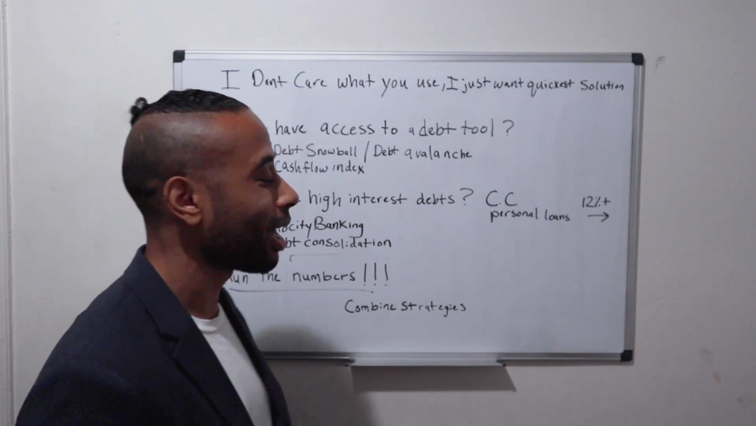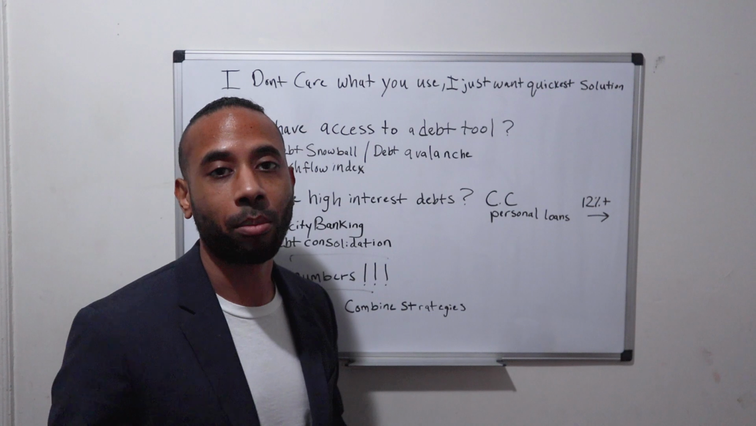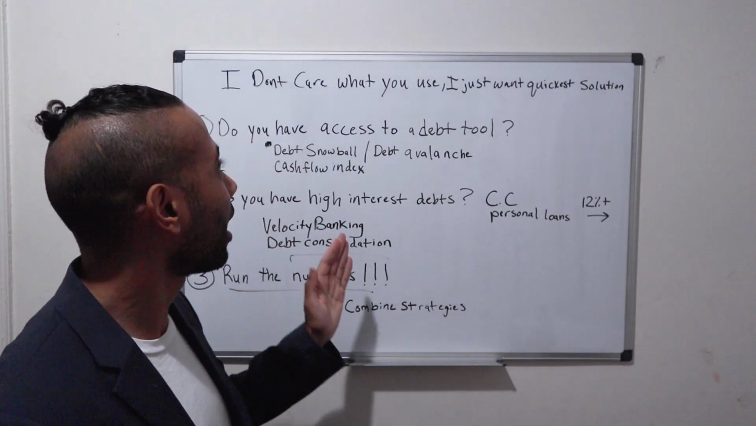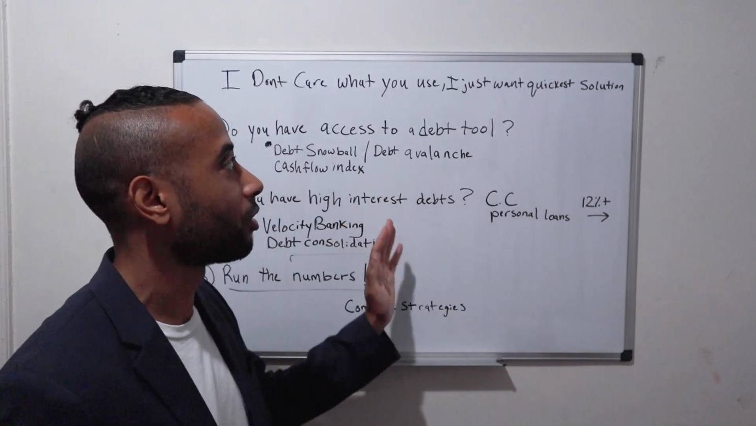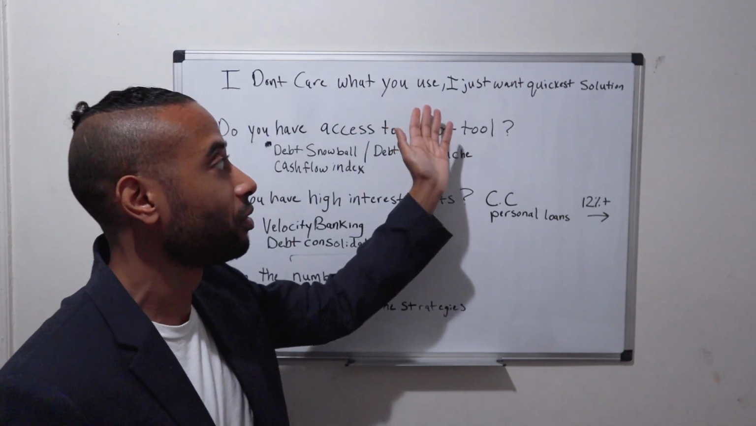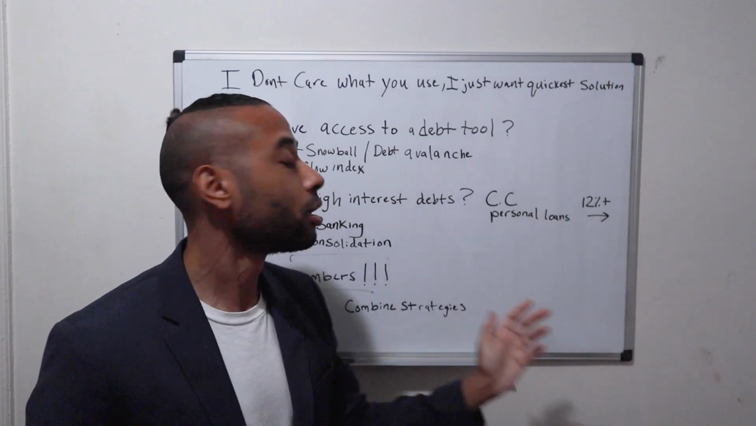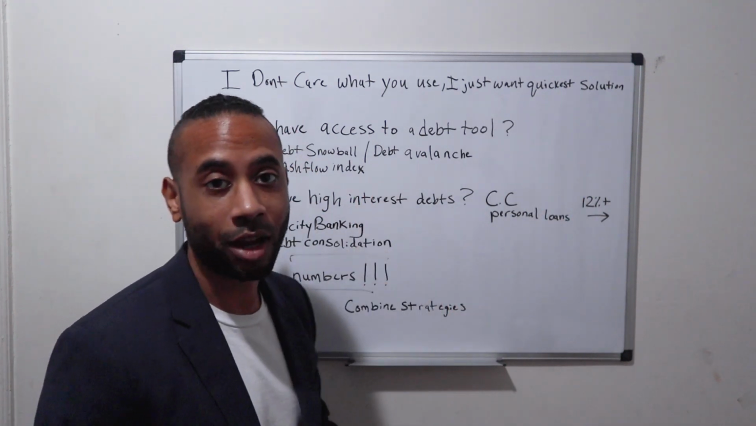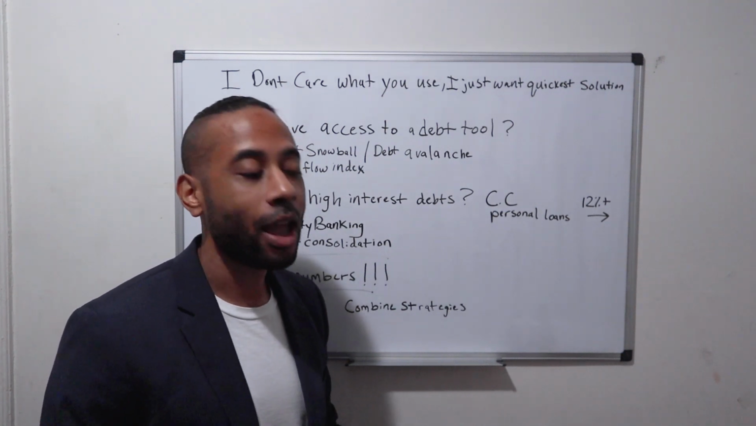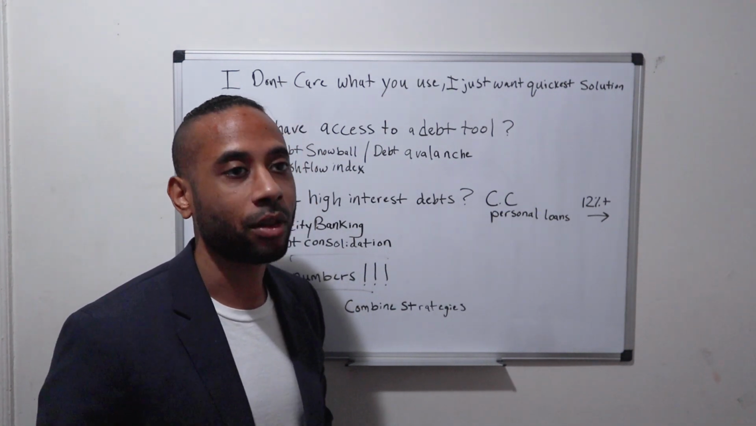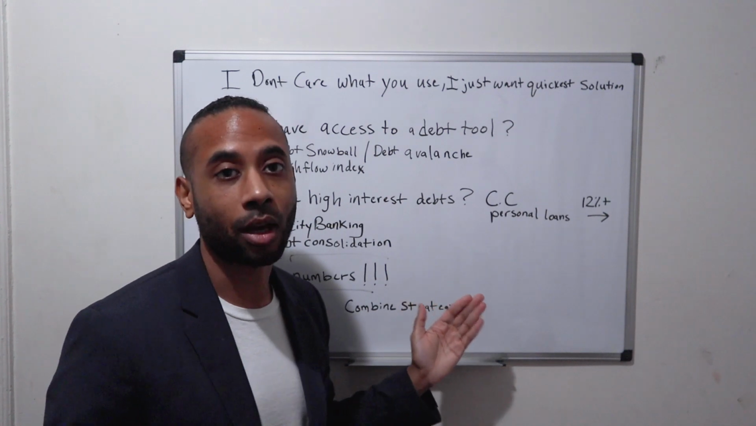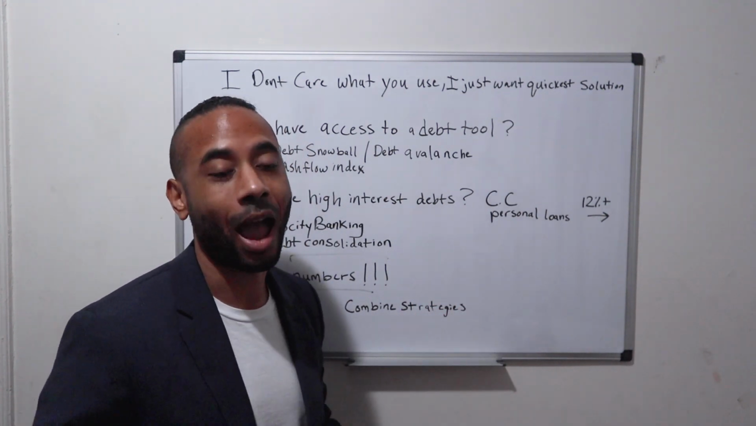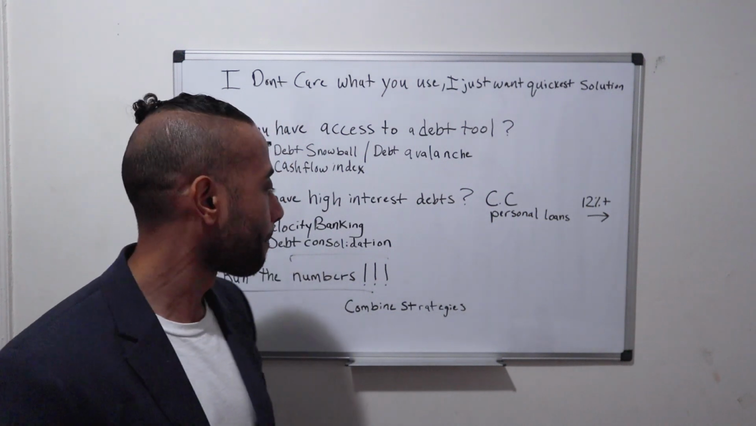So in a lot of cases, you might be able to combine strategies that might be the best situation for you. So again, I'm not opposed to using other strategies, right? I don't care what you use. I just want the quickest solution. So if velocity banking is not the quickest solution, then we'll use the other strategies. But if velocity banking and you run the numbers cuts your amount of time in half or sooner, then it would be to your advantage to do that.